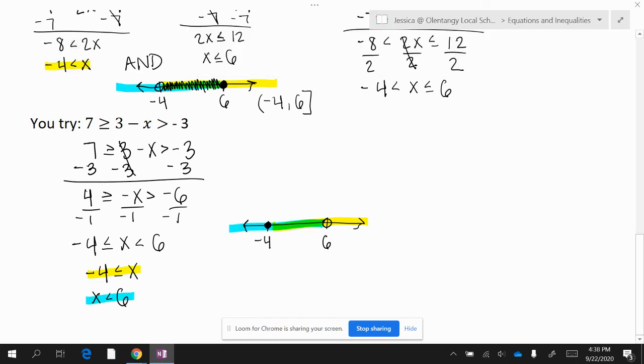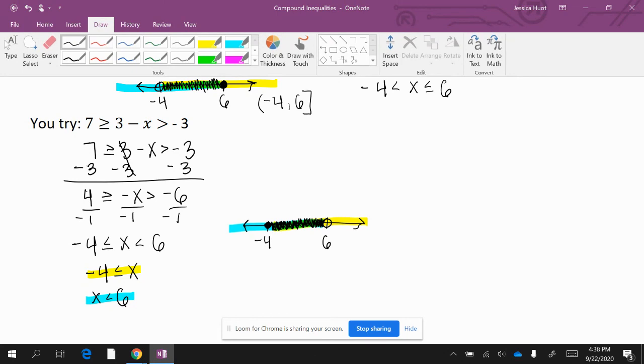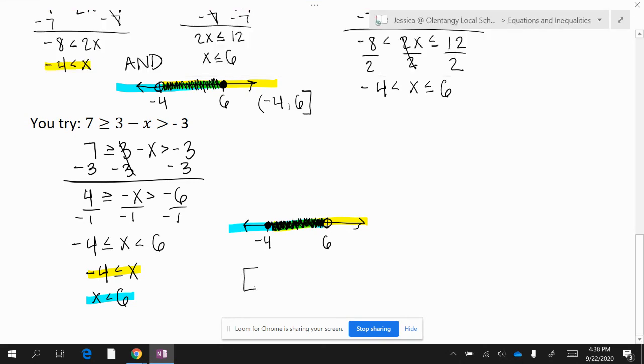And again, we are only looking for the overlap for this one because it is an "and" or compound inequality, so we are only looking for that inner overlap. So that middle part is the only part that would satisfy this inequality. And then to write our interval notation for it, we are starting at negative 4, and that is a closed circle, so we are going to use a bracket, negative 4, and we are going to 6, and we're going to end with a parenthesis there.